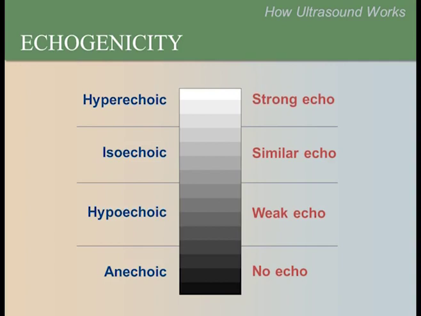Isoechoic and hypoechoic are shades of gray between the white hyperechoic and the black anechoic. We will discuss these terms more in the hands-on sessions.